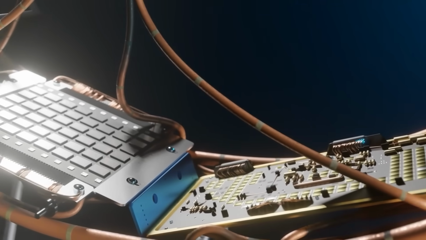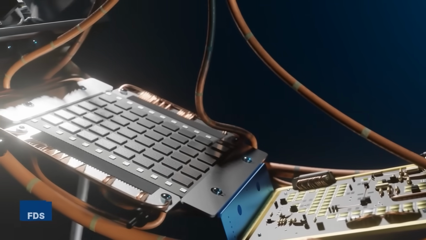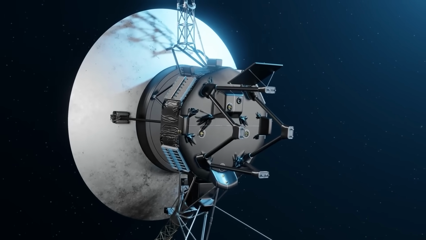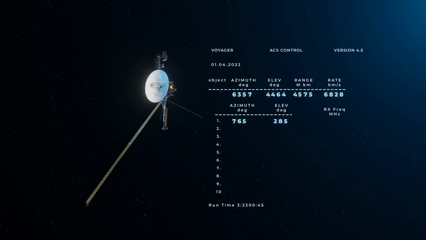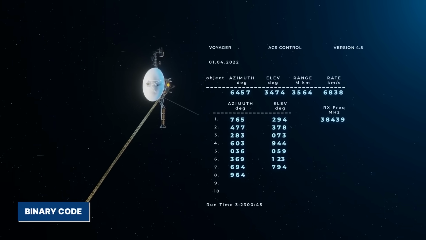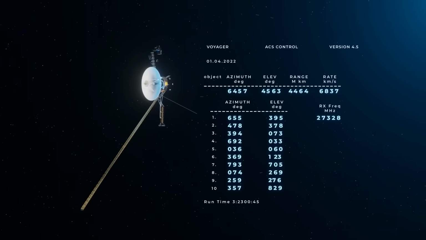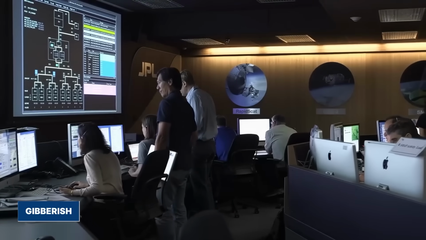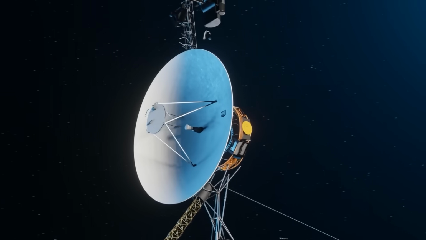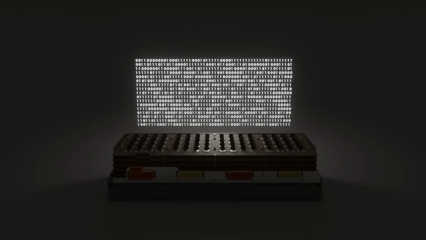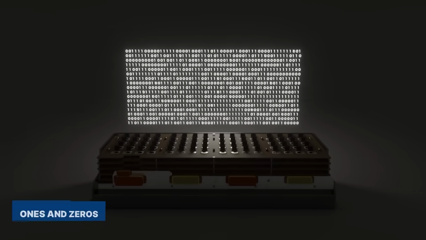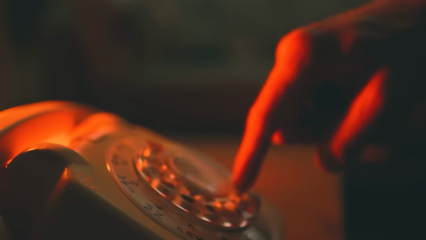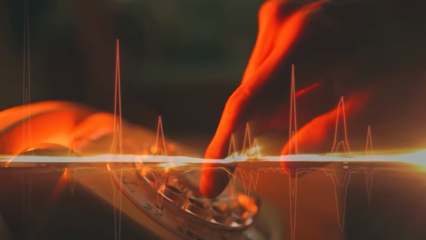You see, the probe communicates through its flight data system, or FDS. This system takes all the information from the scientific instruments, bundles it up, and sends it back home in binary code, a simple language of ones and zeros. But suddenly, the FDS started sending gibberish. Instead of neat packages of data, NASA was getting a chaotic alternating pattern of ones and zeros that meant nothing. It was like a phone call with a friend where all you can hear is static and garbled noise.